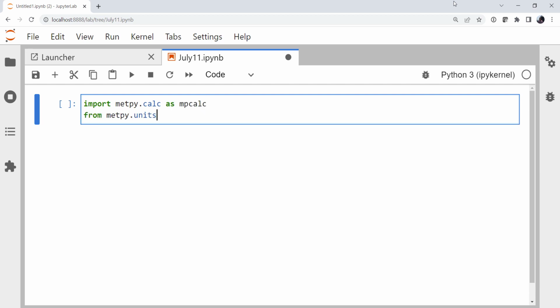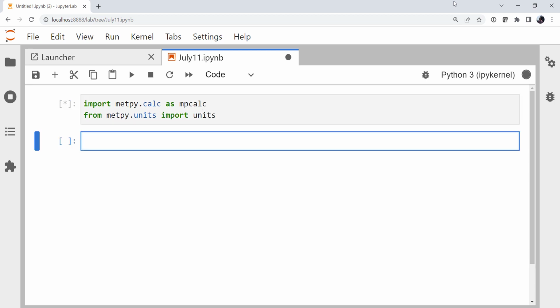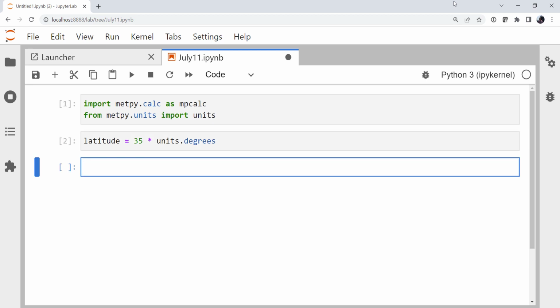And from metpy.units, I'm going to import the units registry. Now, MetPy does have a Coriolis parameter calculation. And to do that calculation, we need a latitude. I'm going to say that our latitude is, let's say 35 degrees. That's a nice mid-latitude number.